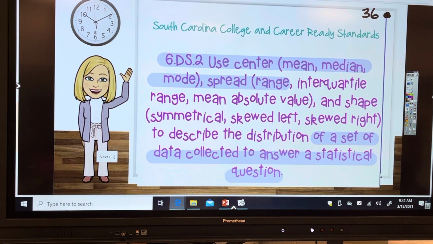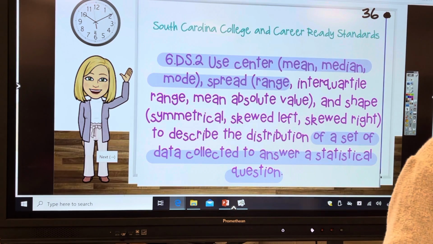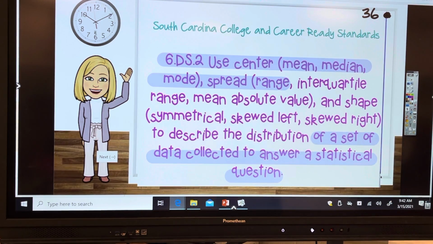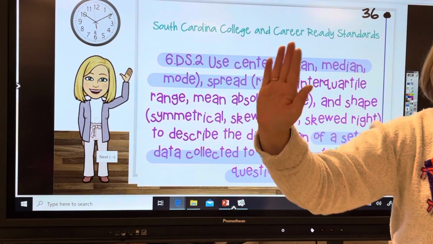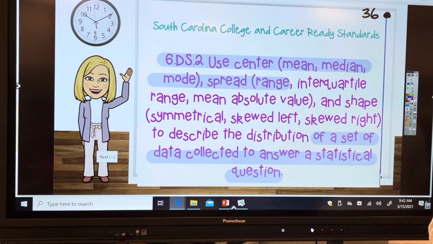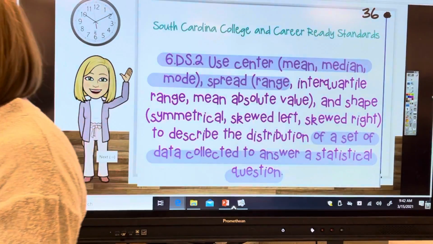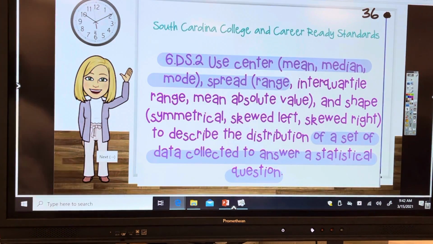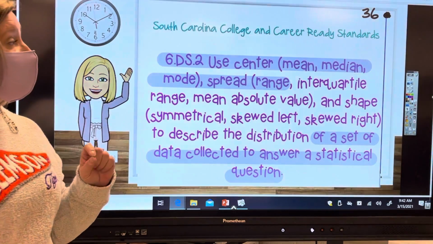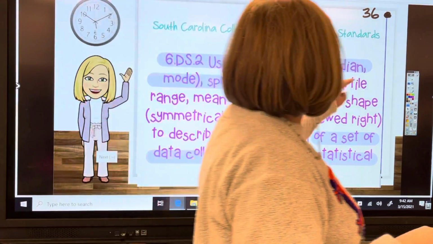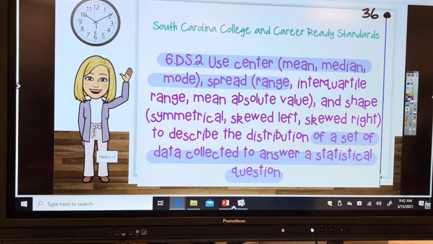When we're talking about measures of spread or variability, we're talking about distance. When you spread out peanut butter on a piece of bread, you go the distance, right, from edge to edge. So when we're talking about spread, we're talking about how much it varies. And with that, we're going to be talking about range today. When we get to lesson 3, we'll talk about interquartile range.